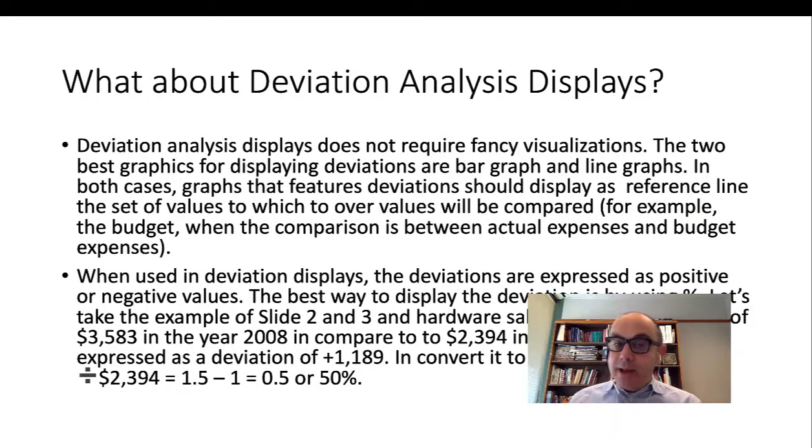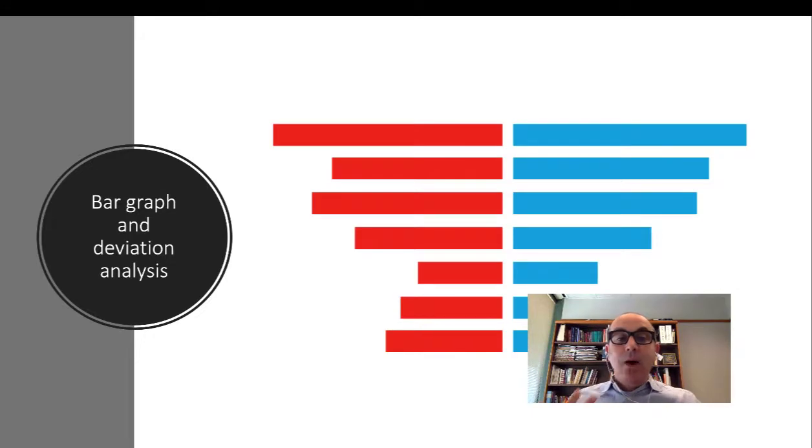And he says that deviation analysis does not require fancy visualization. The two best graphics for displaying deviation analysis are the bar and line graph. In both cases, the graph that features deviation should have a reference line, the set of values to which it is being compared. One of the things that he talks about is the bar and the deviation. And again, this is one way to display it. The issue here is that in this case, we cannot give directions or layout or give labels to the values because it separates them totally without the real value of it. So this is something that you need to be aware of.